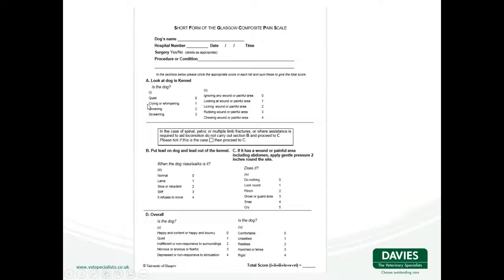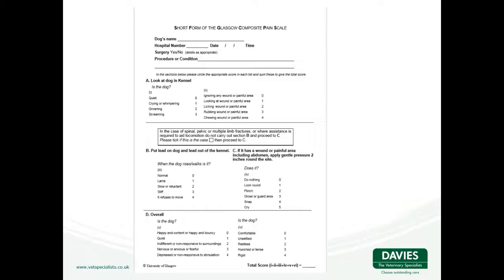But if you look at my little thing here, where A, look at the dog in the kennel. Is the dog crying or whimpering? Well, we know plenty of dogs, sometimes breed specific. I know very few Dobermans who won't be quite vocal, and very few Staffordshire Bull Terriers after anaesthesia, even if they've had nothing painful, who are quite vocal. So you need to use your judgment when you're using these pain scores and look at them from a global perspective. But we go through looking at the animal and then interacting with the animal.